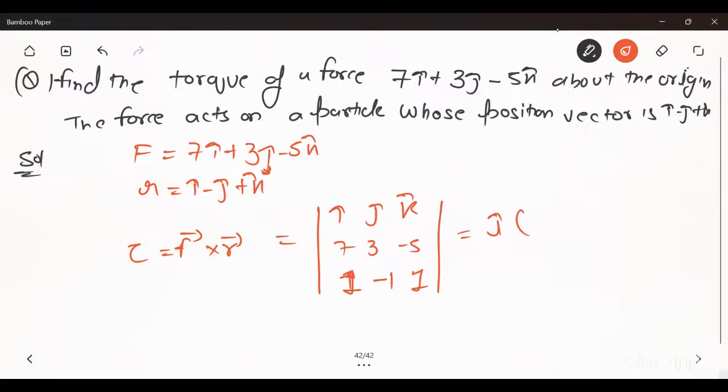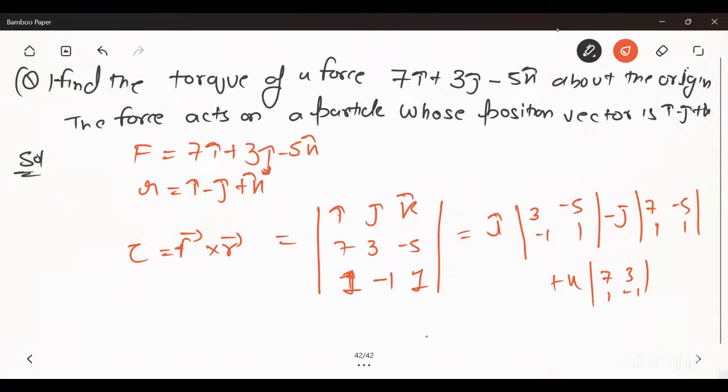So i cap is equal to, take the determinant. So skip the first row and first column. So 3, minus 1, minus 5, 1. Next is minus of j, determinant 7, 1, minus 5, 1, plus of k, 7, 1, 3, minus 1. On solving you will get i equal to 3 into 1, 3, minus of minus minus 5, it became plus 5, minus j, 7 minus minus of 5, you will get plus 5, plus k, minus 7 minus 3.